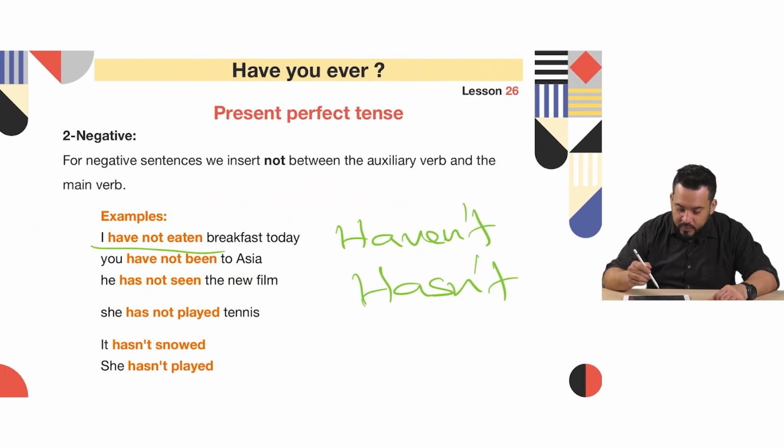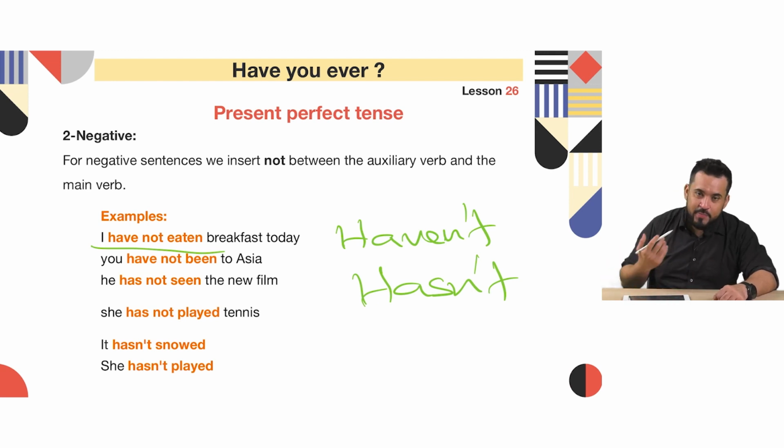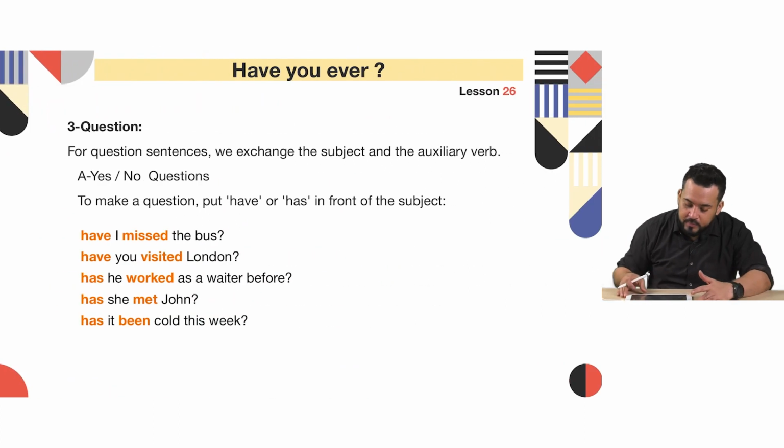Let's see. I have not eaten breakfast today. You have not been to Asia. He has not seen the new film. She has not played tennis. It hasn't snowed. She hasn't played. So this is how we make the negative sentence.